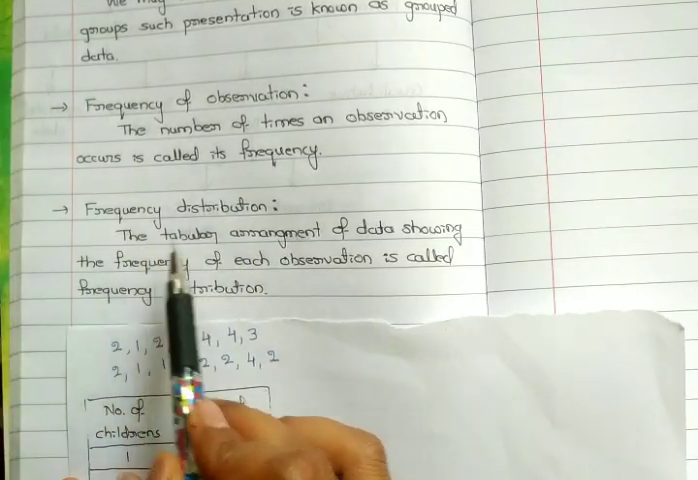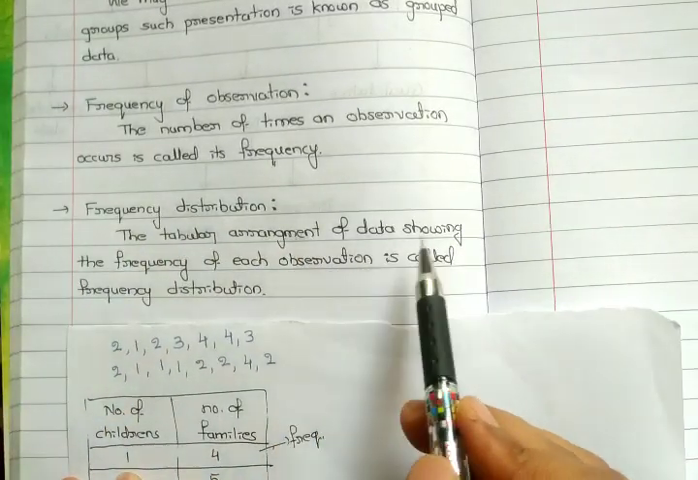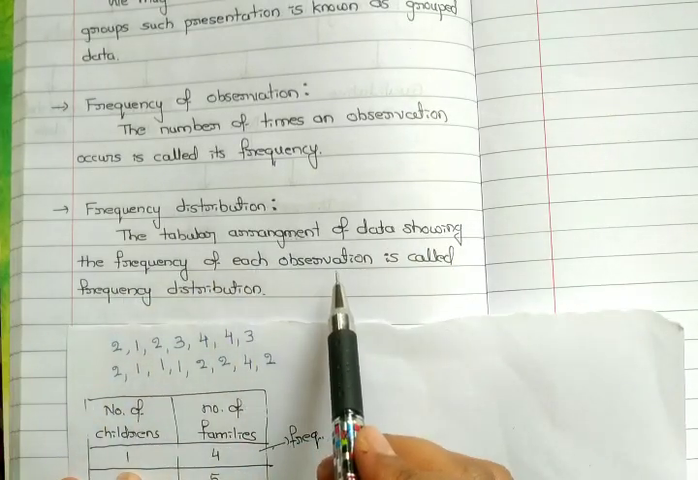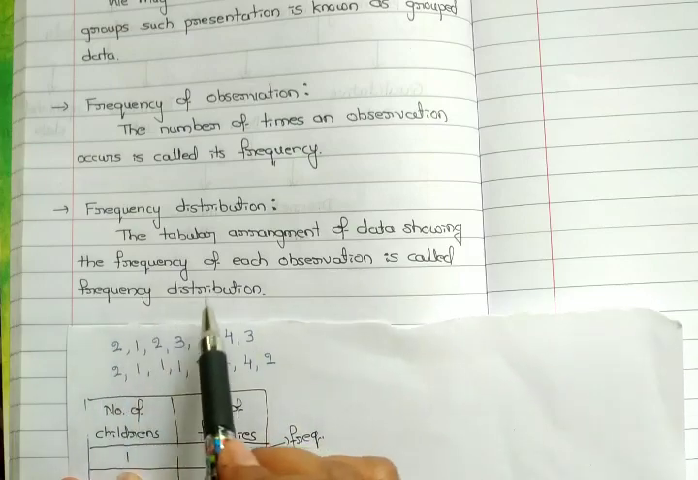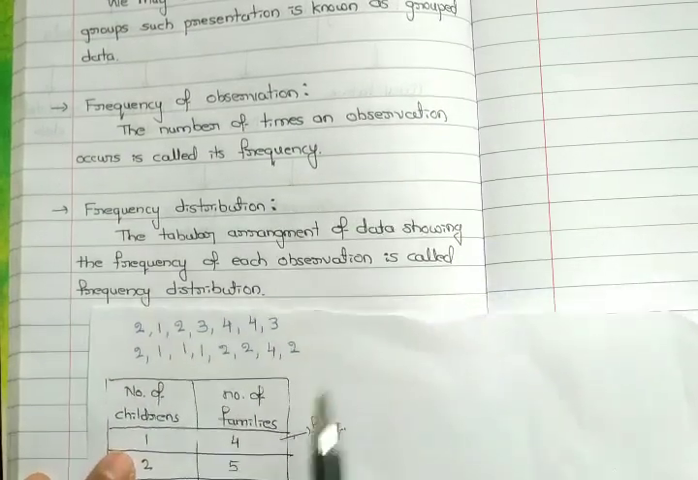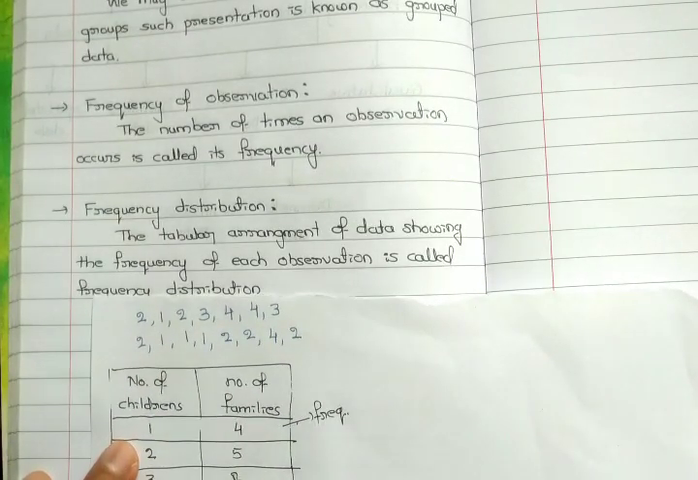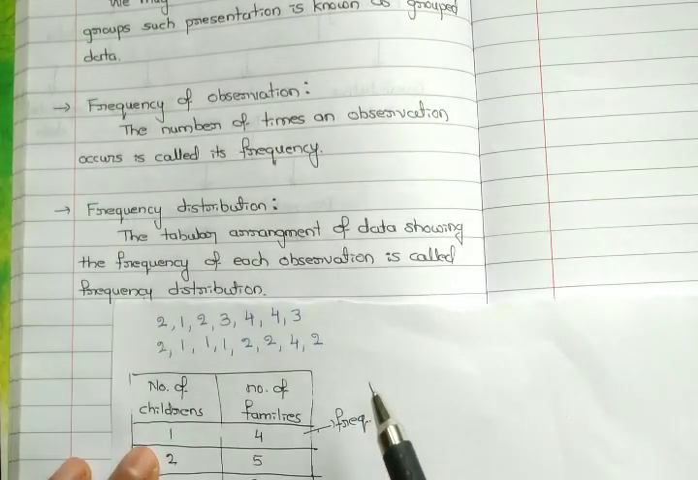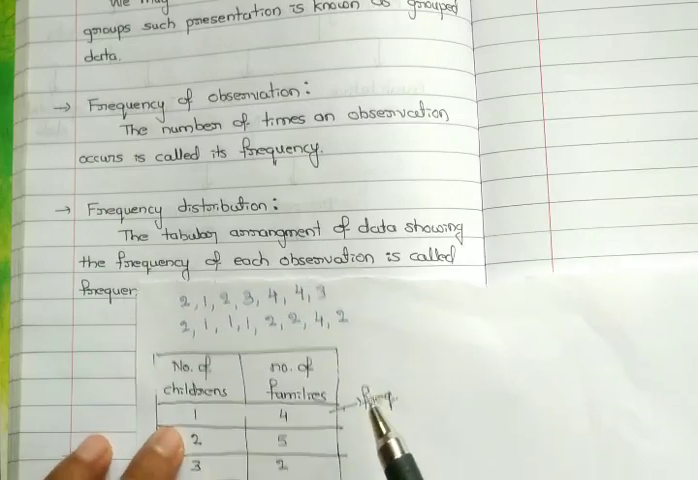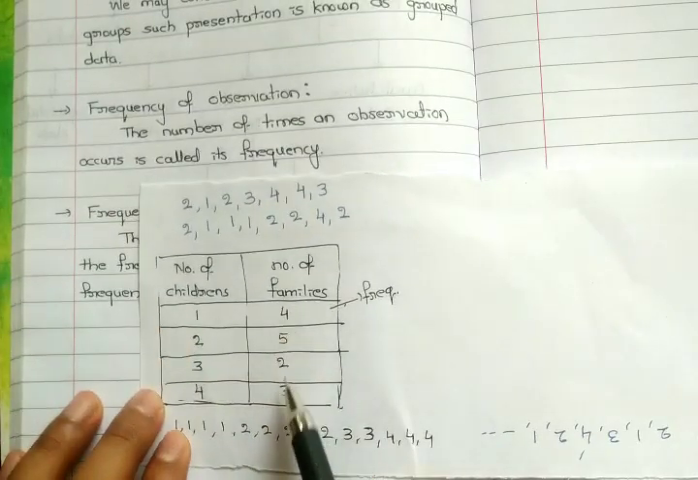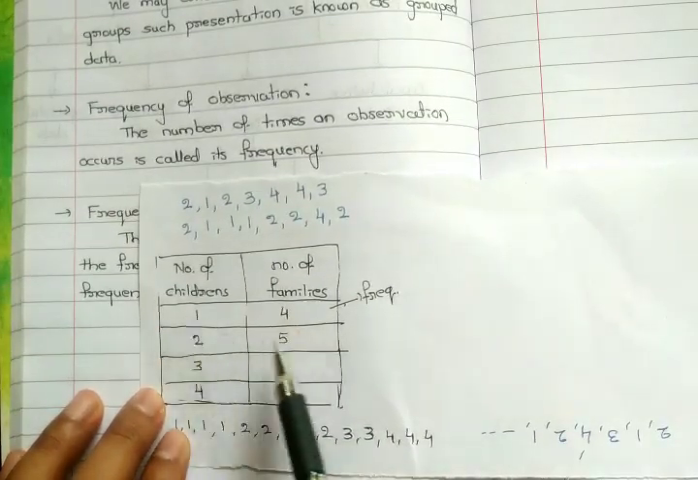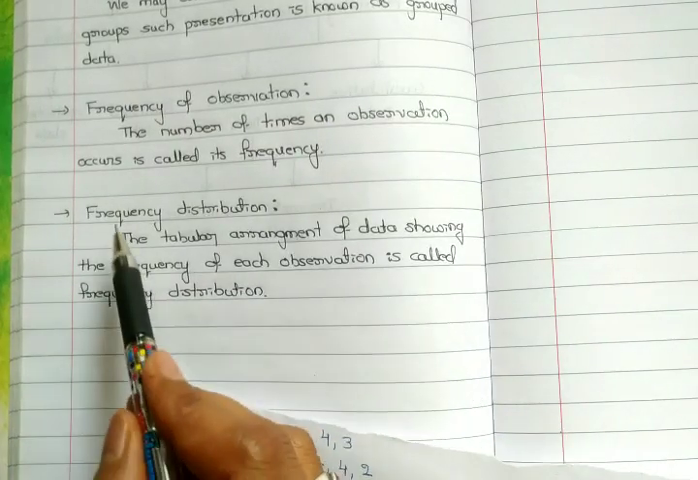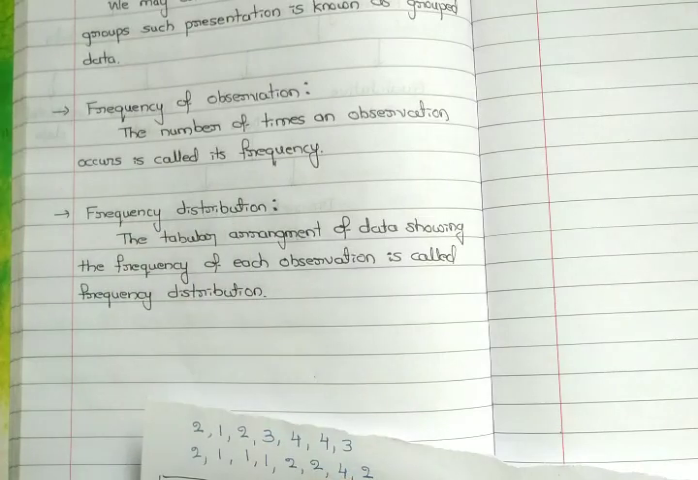Now, frequency distribution is the tabular arrangement of data showing the frequency of each observation. It is showing the frequency of each observation. So it is what we call frequency distribution.